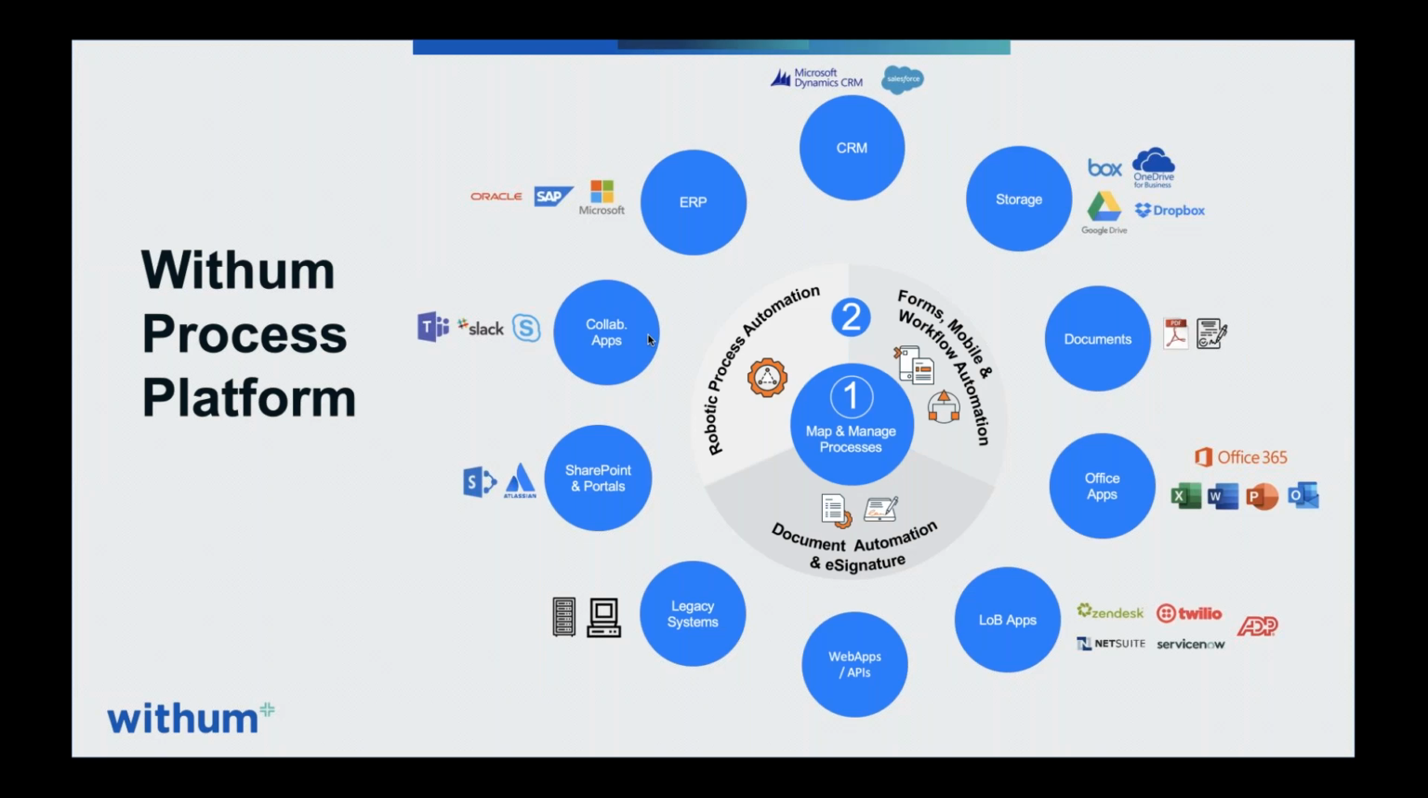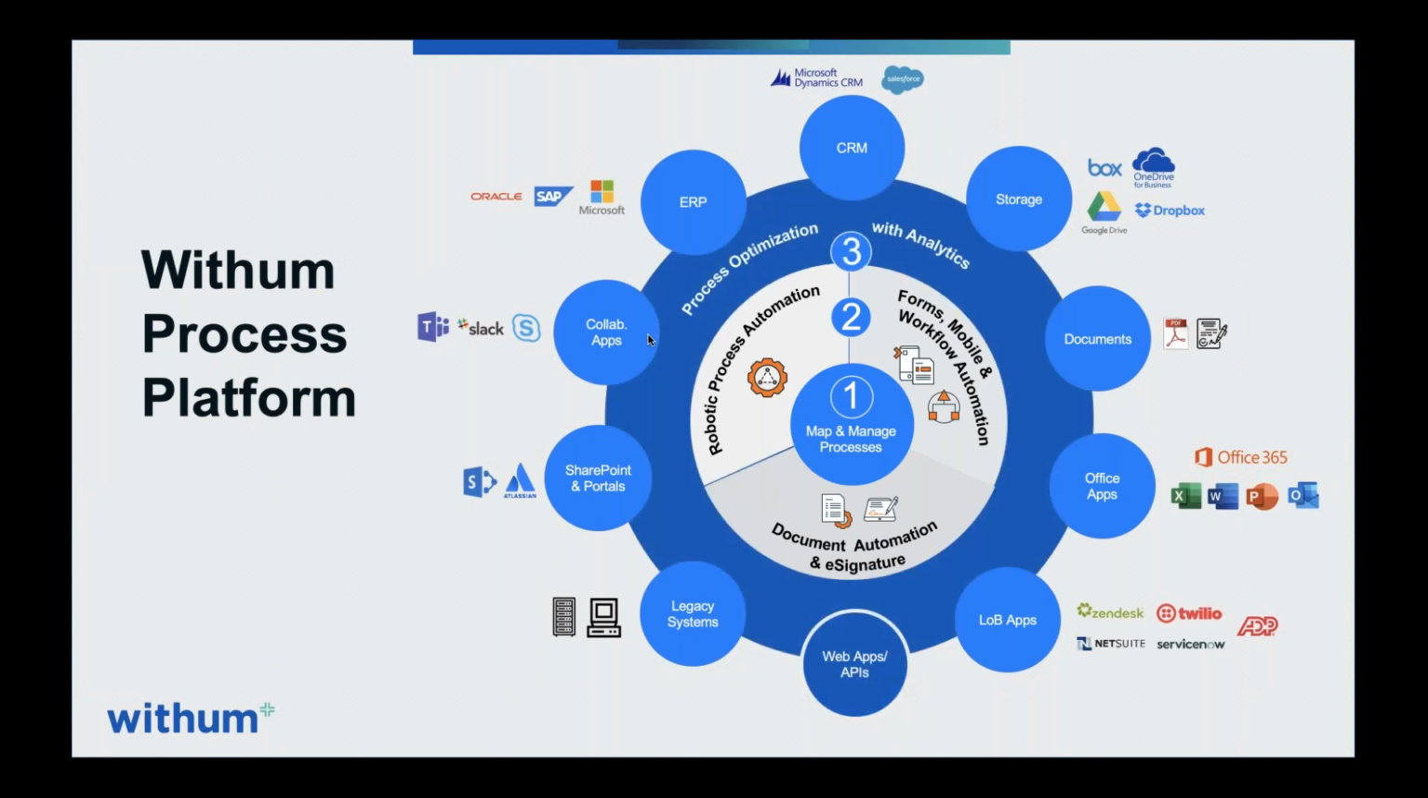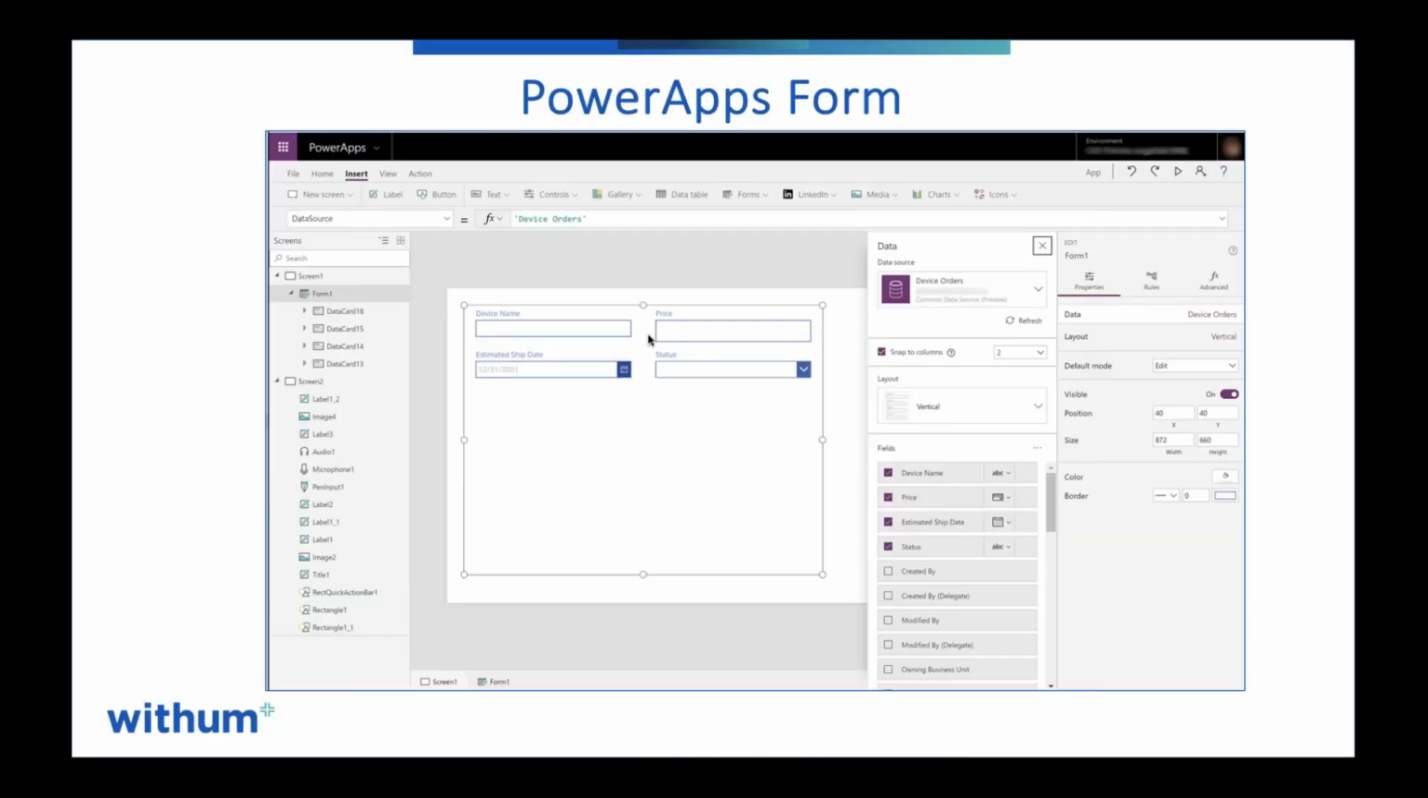And I know we're not going to speak today about document automation and e-signatures or robotic process automation, but that just basically fills out that circle in terms of just how WebCon handles that. And in the end, once you've done all of that, being able to get process optimization with analytics is certainly going to be key.